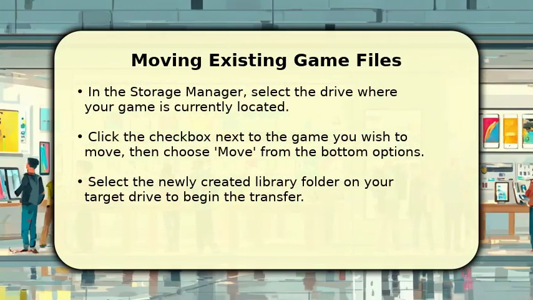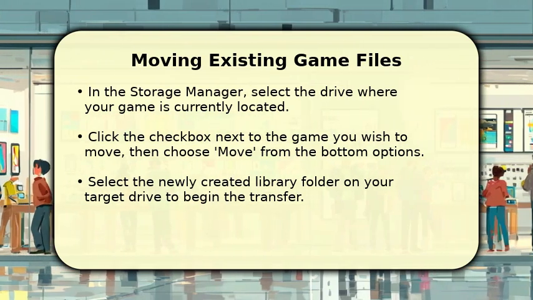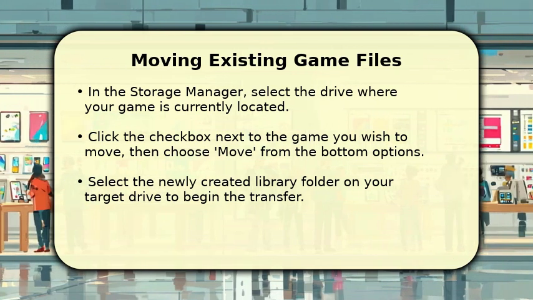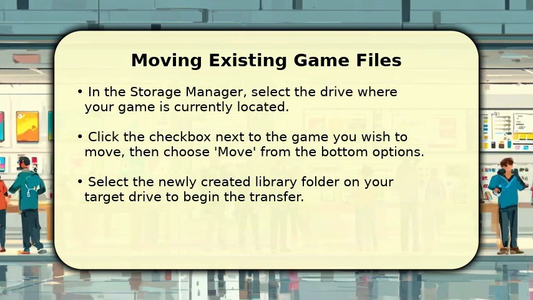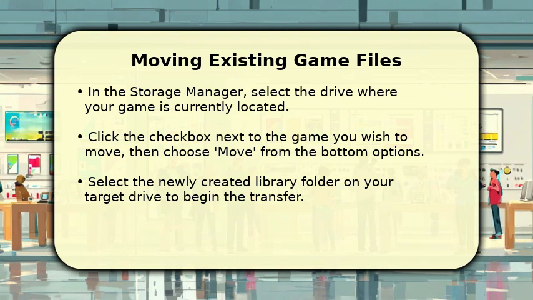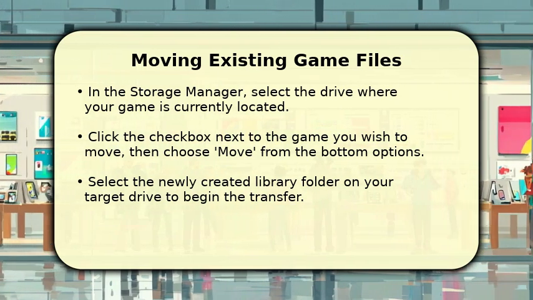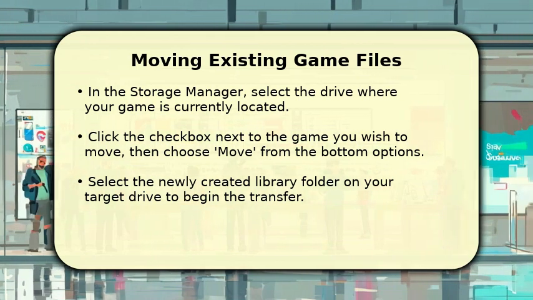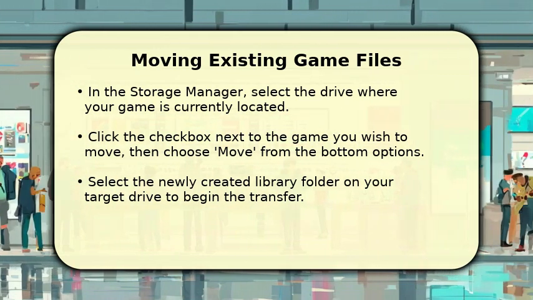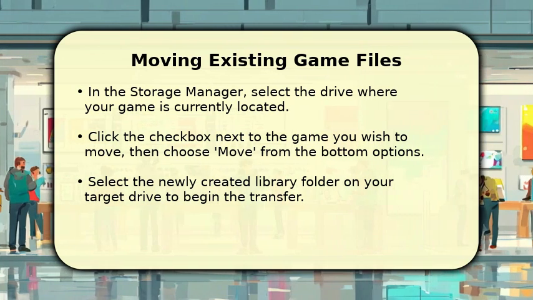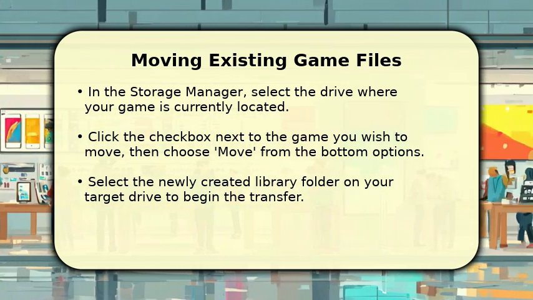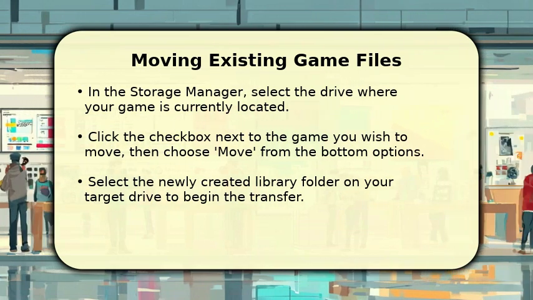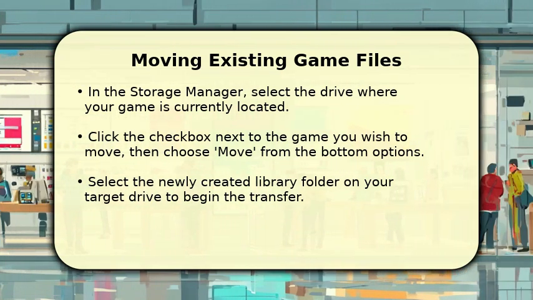Now, let's move an existing game to your new library folder. Within the Storage Manager, select the drive where the game you want to move is currently installed. A list of all games on that drive will appear. Simply check the box next to the specific game you wish to relocate. Then, click the Move button located at the bottom of the window. A small pop-up will ask you to select the destination, choose your new library folder, and the transfer will commence quickly, usually within a few minutes, for a typical game of 40 gigabytes.